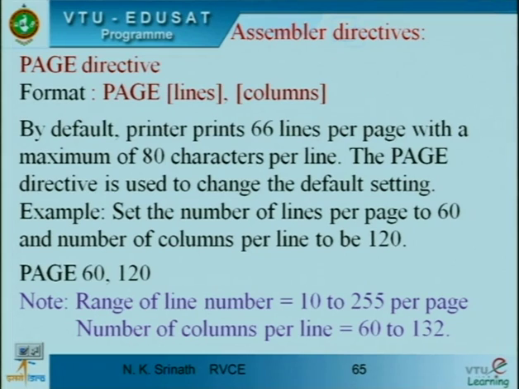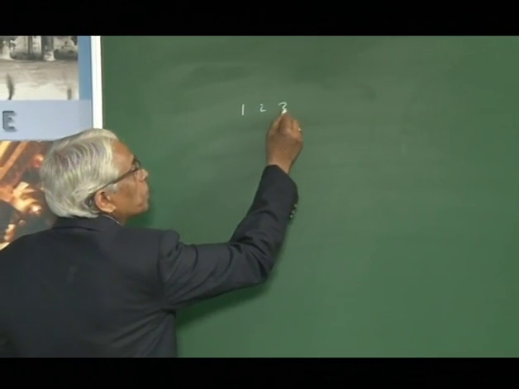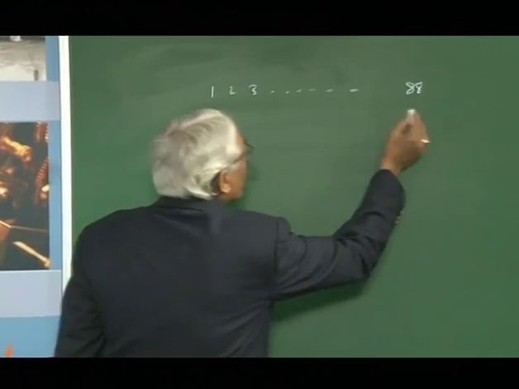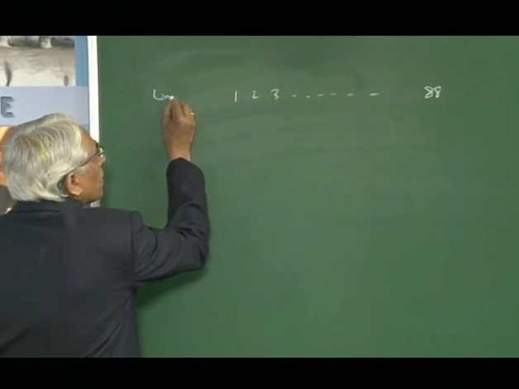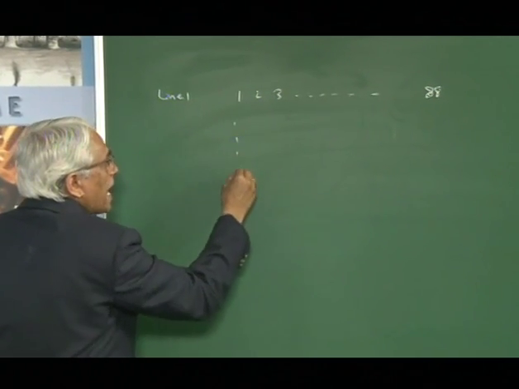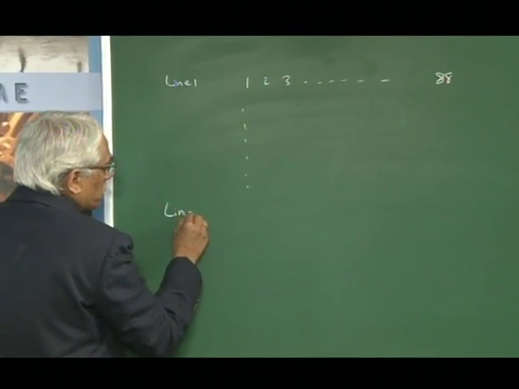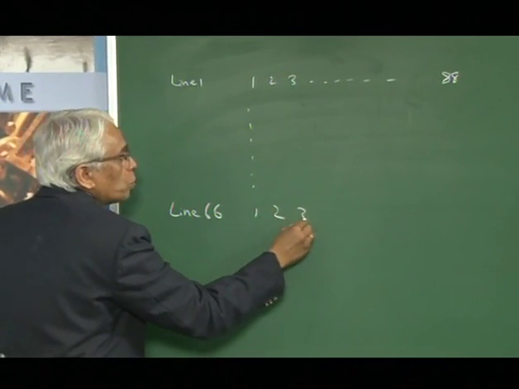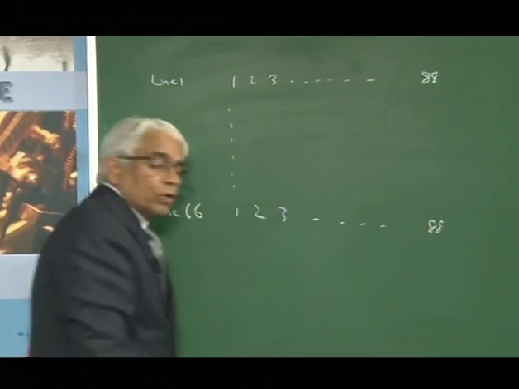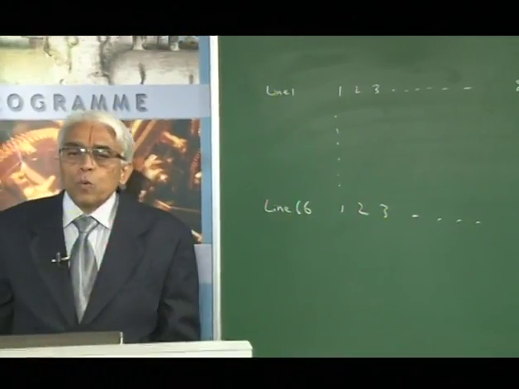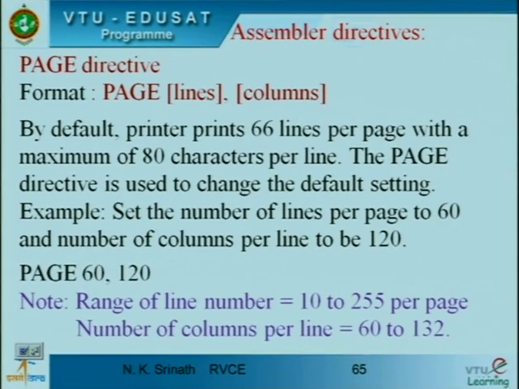That means that in a page by default the printer prints 66 lines per page with a maximum of 80 characters per line. So, in a line we have got 80. For example, I will just point out here that we have 1, 2, 3 etc. up to 80. This is line number 1. So, in a page we can have up to line number 66. So, that means that the user would definitely know that this is the default that is being used.